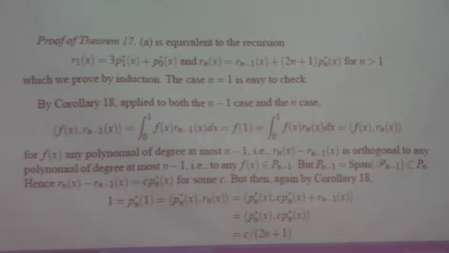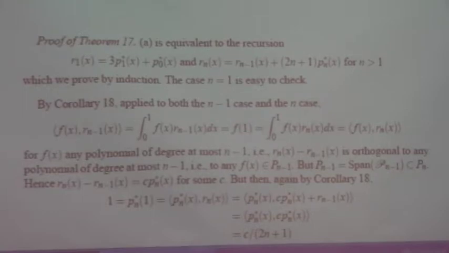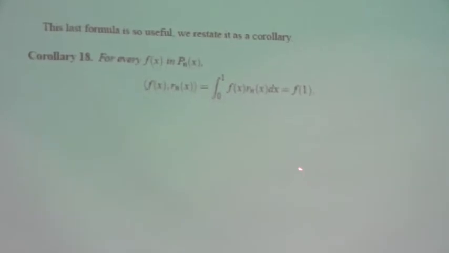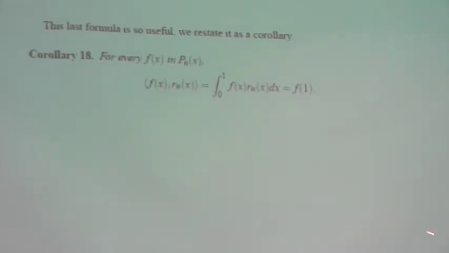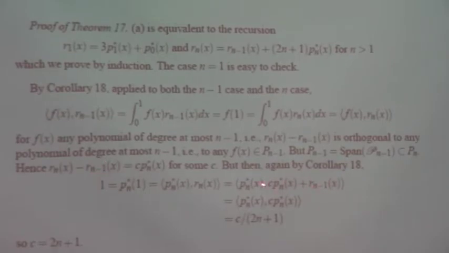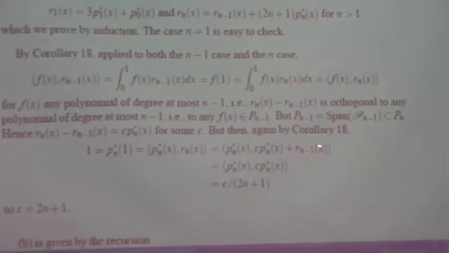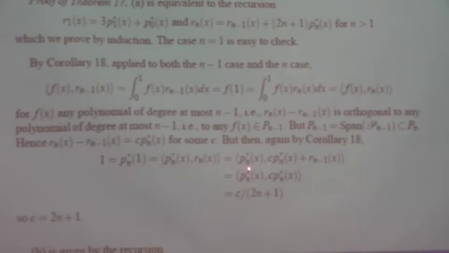Now my question is, how am I going to find c? Here's the answer. I'll use this equation here, but for Pn star. I said that Pn star of 1 equals 1. That was one of my properties of the Legendre polynomials. So I'll put Pn star in there. That's the value of Pn star against Rn. Rn is just this. And now I apply linearity, and that evaluates to 0 because this is a polynomial of degree at most n minus 1, and Pn star is orthogonal to it. So that's just going to be the value of Pn star against c Pn star.